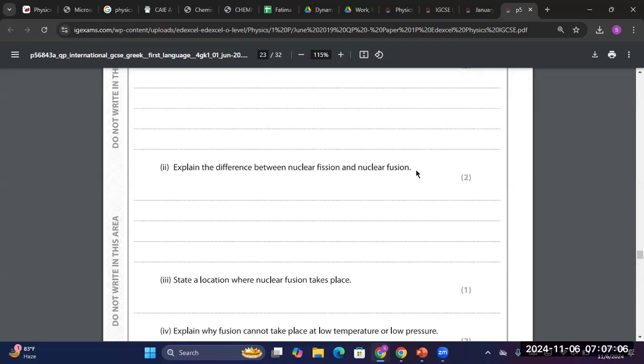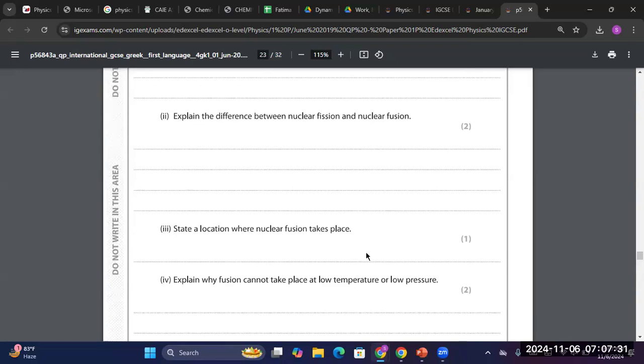Like when you split a nucleus, that's nuclear fission, and when you join two nuclei to form a larger nucleus, that's fusion. Yeah, correct. So nuclear fission is when you are breaking down a large nucleus into smaller nuclei, and nuclear fusion is when you take two small nuclei and join them together to make a larger nucleus.